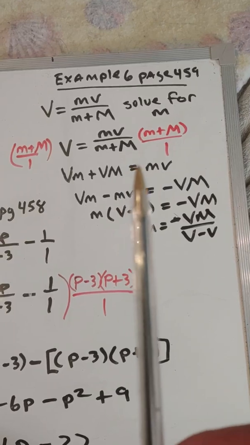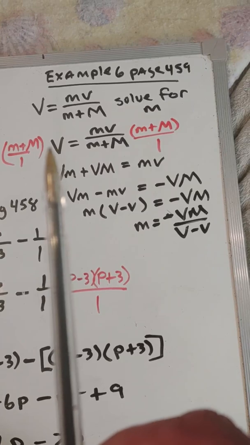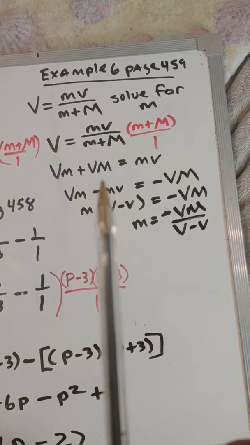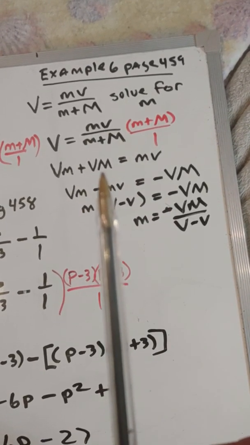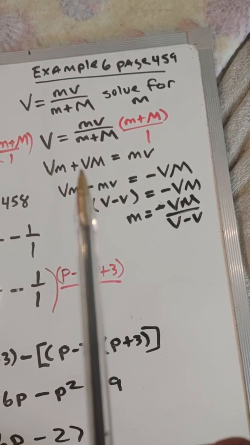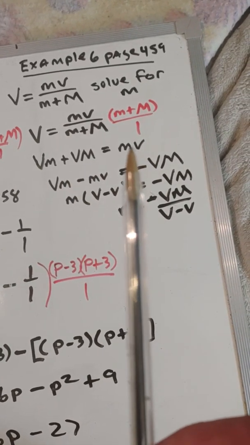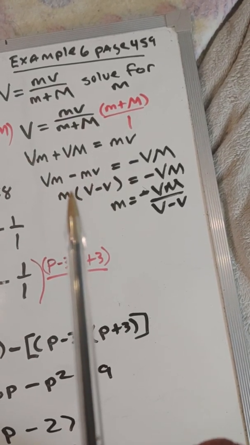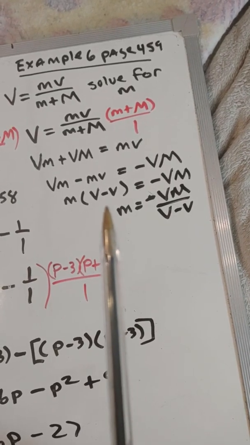So what I do is multiply both sides by little m plus big M over 1. And then I distribute this V here. So this gives me V little m plus V big M equals little m little v. So then I factor out this m. And then what I do is I subtract the big V big M over here. And I subtract this little m little v over here. So I get my little m's together. Then I factor out the little m, which leaves me m times big V minus little v.